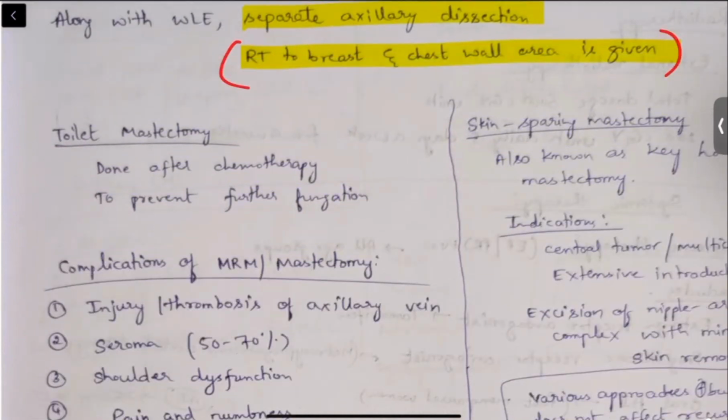After that, one more procedure is toilet mastectomy, which is done usually after chemotherapy. So first chemotherapy is given. Once the tumor has regressed, then in order to prevent the further fungation, we will just remove whatever the tissue is possible. Okay, this is a very dirty surgery we can say, because usually fungation would have happened. We can't do anything. Just in order to clear whatever possible, we will do this surgery. Hence the name toilet mastectomy.